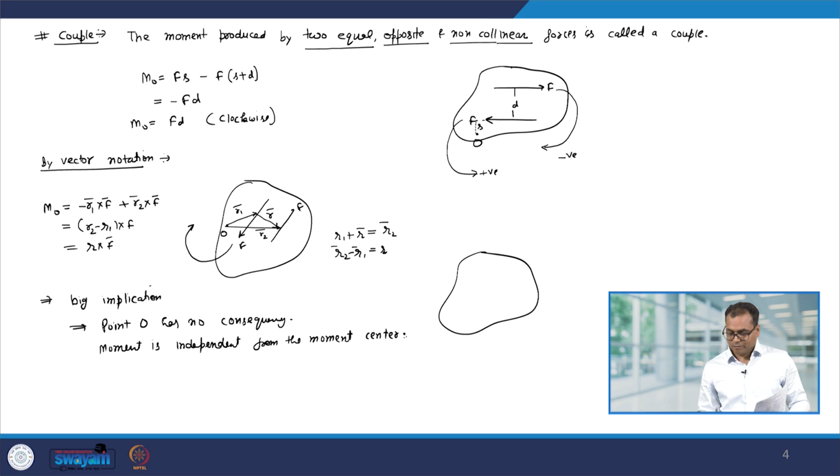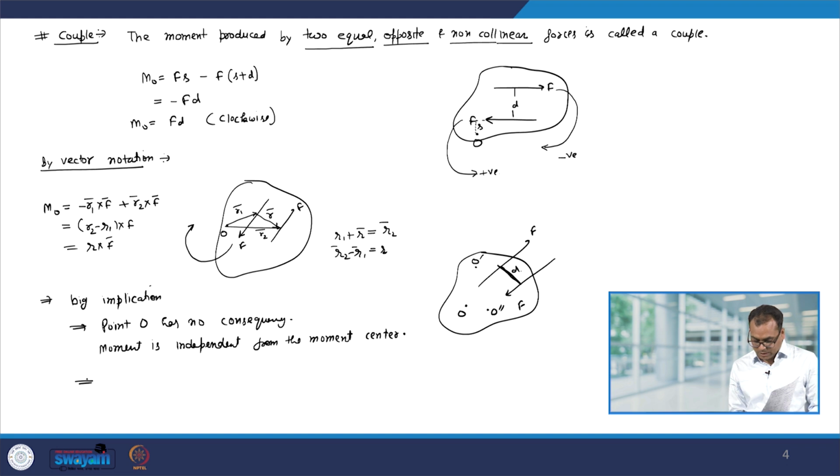So, basically you have this rigid body, we have a couple. So, this is F, this is F, you calculate the moment about this point or you calculate the moment about that point or you calculate the moment about this point. In all the cases the moment will be same because moment is independent of their position, it only depends upon the spacing between them. Okay. So, from here it is also clear that couple is a free vector because you can place it any point inside the rigid body.